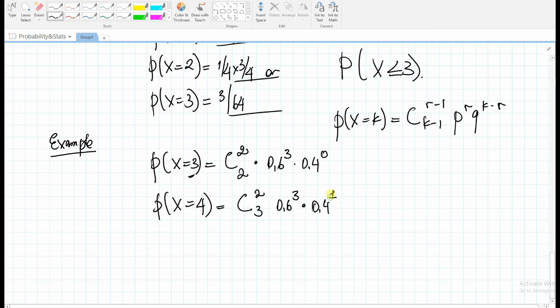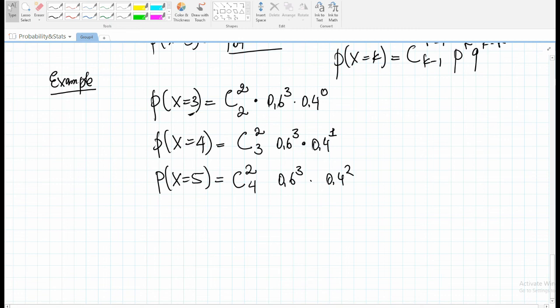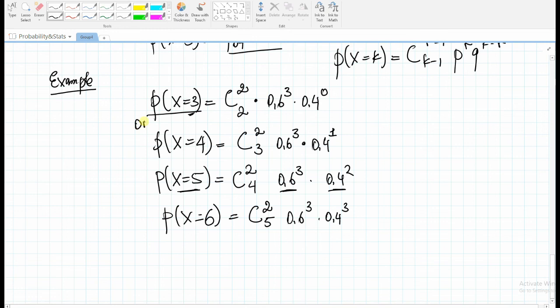Okay? So if I do 5 interviews, is the company's budget enough? Yes, right? So this is C, 5 minus 1 is 4, 3 minus 1 is 2, 0.6 to the power of 3, 0.4 to the power of 2. 3 successful interviews, 2 unsuccessful, in the 5. So if I do 5, the company's budget is 6, sorry, the company's budget is still enough. So this will be C, 5 above 2, 0.6 to the power of 3, 0.4 to the power of 3. The company's budget is enough either in this case, or in this case, or in this case, or in this case. I need to sum them.